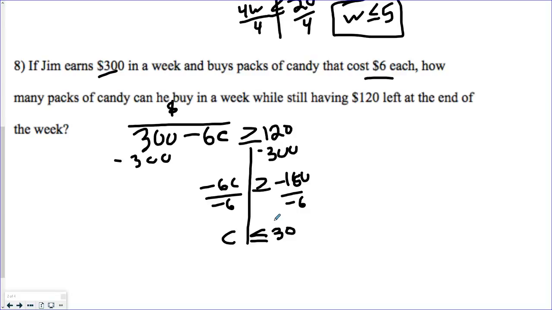So what this means here is that he can buy up to 30 packs of candy a week and still have $120 left over. If he does less than that, then he's going to have more money left over, which is fine. He just cannot be more than 30. That's why it says C is less than or equal to 30. C can be equal to 30, C can be less than 30. It just cannot be more than 30.